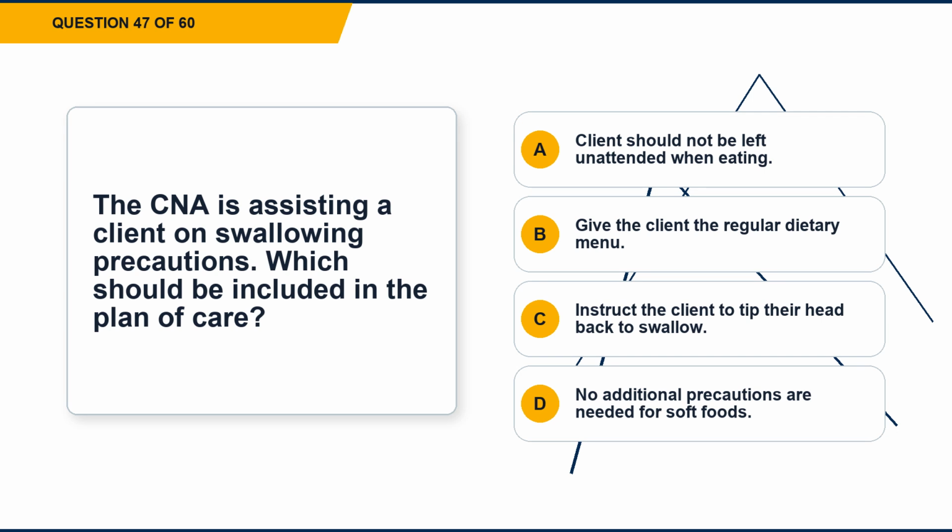Question 47. The CNA is assisting a client on swallowing precautions. Which should be included in the plan of care? Option A, client should not be left unattended when eating. Option B, give the client the regular dietary menu. Option C, instruct the client to tip their head back to swallow. Option D, no additional precautions are needed for soft foods.